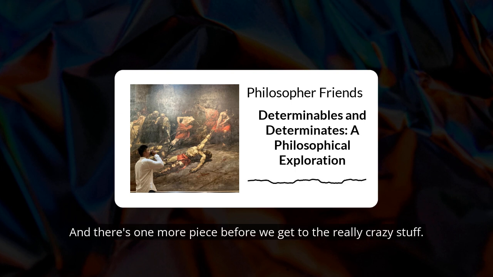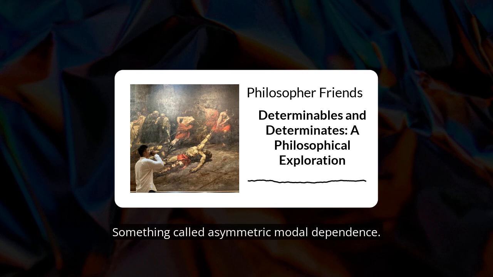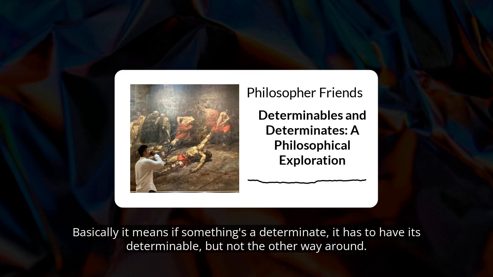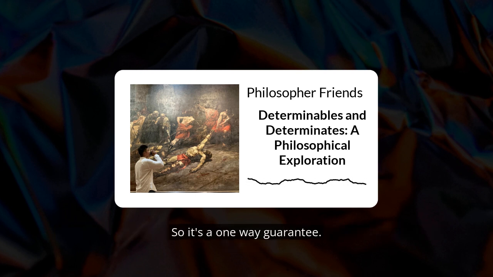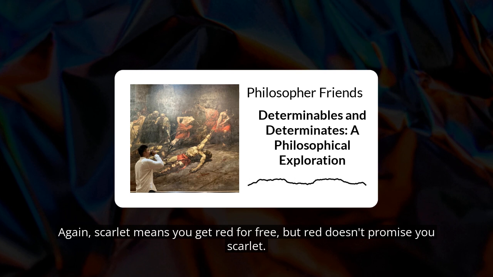This determination thing is getting pretty intense. It is. And there's one more piece before we get to the really crazy stuff. Something called asymmetric modal dependence. Basically, it means if something's a determinate, it has to have its determinable, but not the other way around. Something can be red without being scarlet, but if it's scarlet, it has to be red. So it's a one-way guarantee again. Scarlet means you get red for free, but red doesn't promise you scarlet.